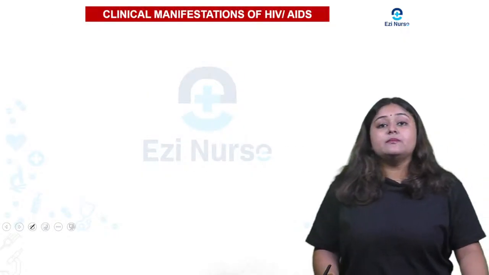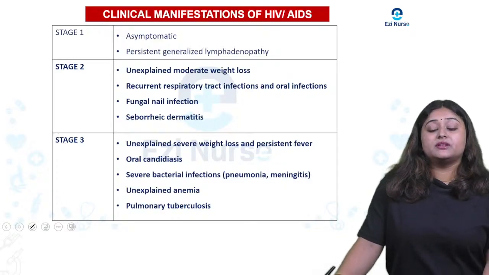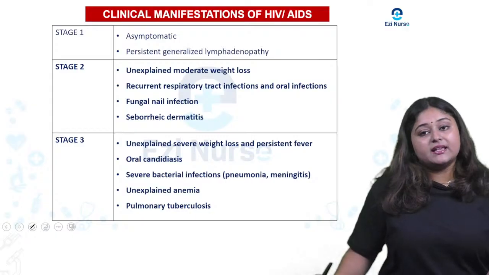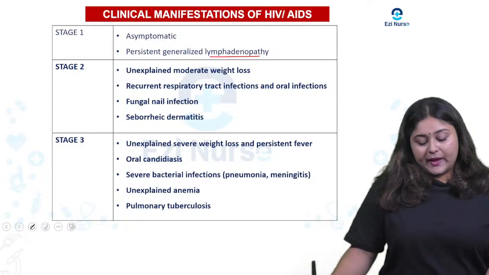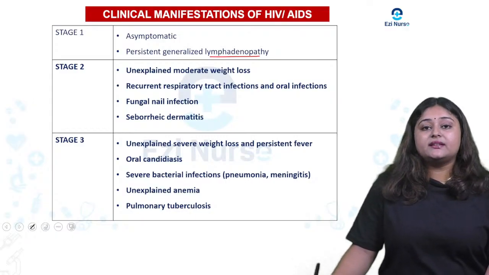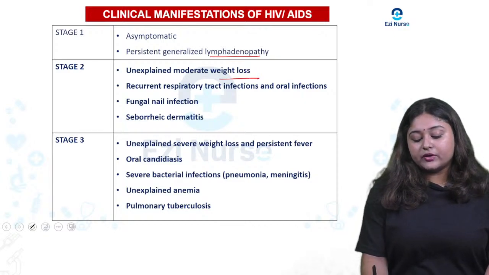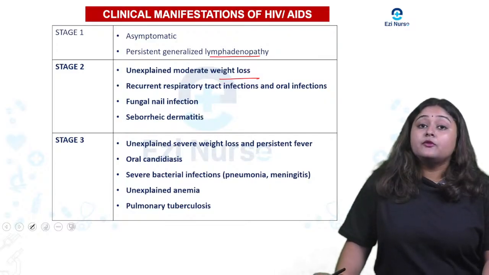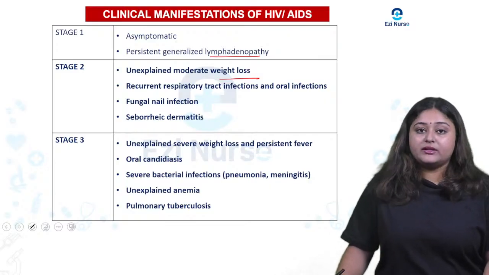Now come to the clinical manifestations of HIV. For stage 1, that is asymptomatic, and persistent generalized lymphadenopathy. Next is stage 2. In that the symptoms are unexplained moderate weight loss, recurrent respiratory tract infections and oral infections, fungal nail infections, and then seborrheic dermatitis.